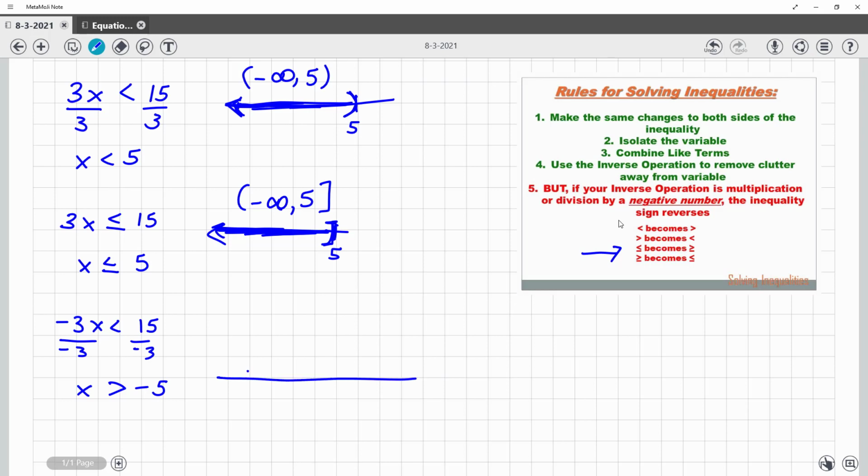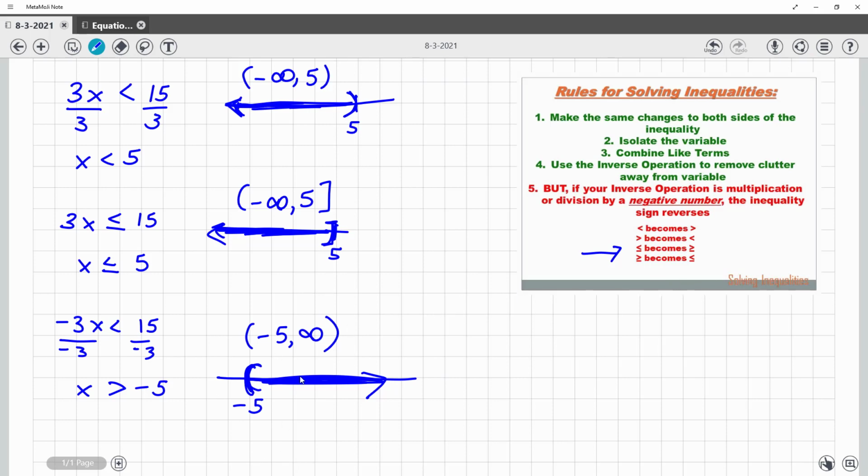And then of course I would have something that looks like this, -5. That's an ugly one, but that's a parentheses. And now I would be from -5 to infinity. So you have to be careful when you're solving inequalities that you follow these actual rules.